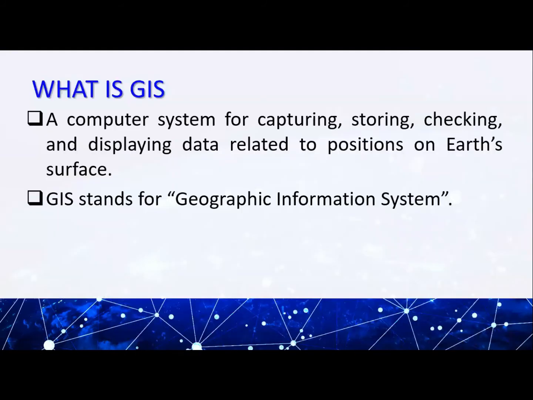In this scientific world, I'm sure a lot of you have heard this term: what is GIS? What does it stand for? GIS is just a computer system for capturing, storing, checking, and displaying data related to position on the Earth's surface. You have a lot of data capture systems around, for example, that are questionnaire based. You have all sorts of data capture systems, but what makes GIS unique is that the data that you are capturing is related to a particular position on the Earth's surface.